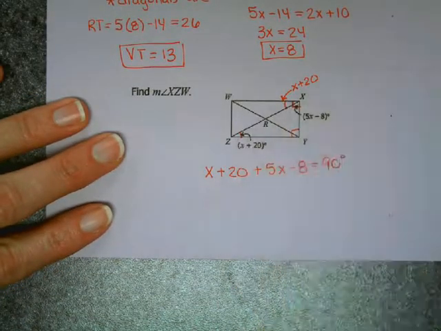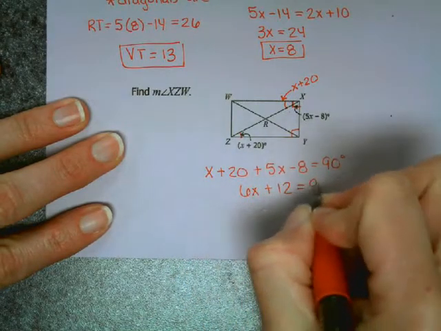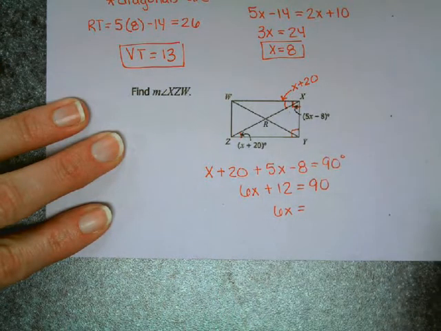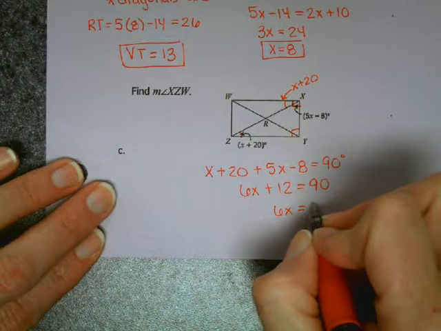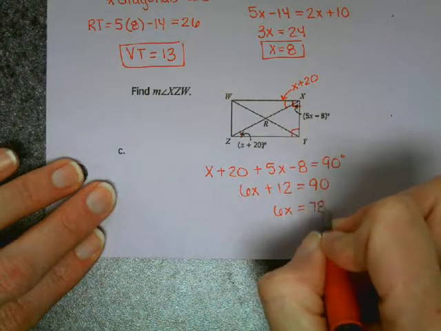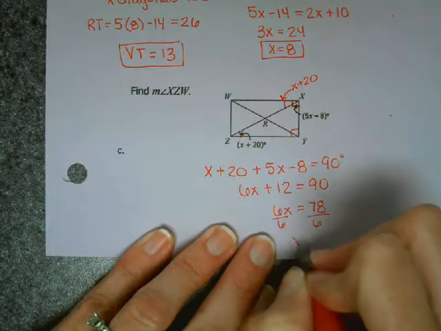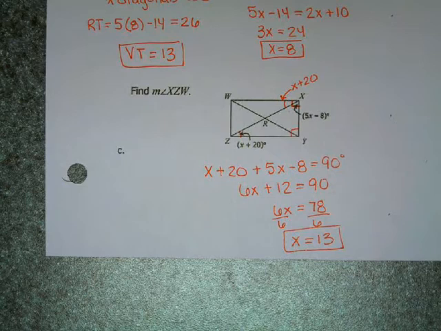So I just said if this is alternate interior, these two have to add up to 90. And I'm solving by combining like terms, subtracting the 12 to the other side, and then dividing. X equals 13.